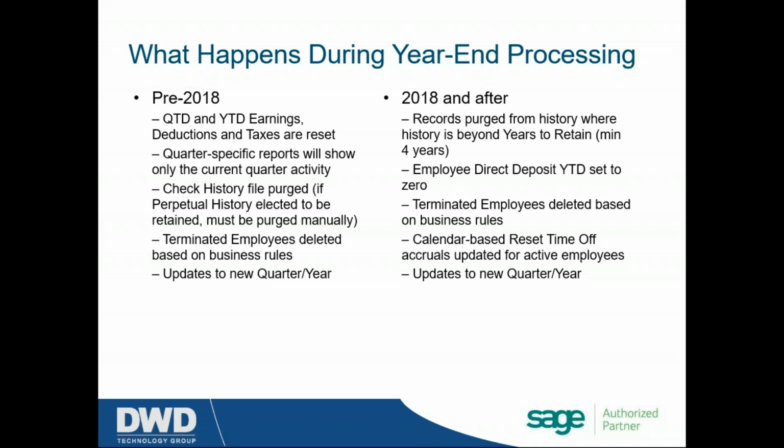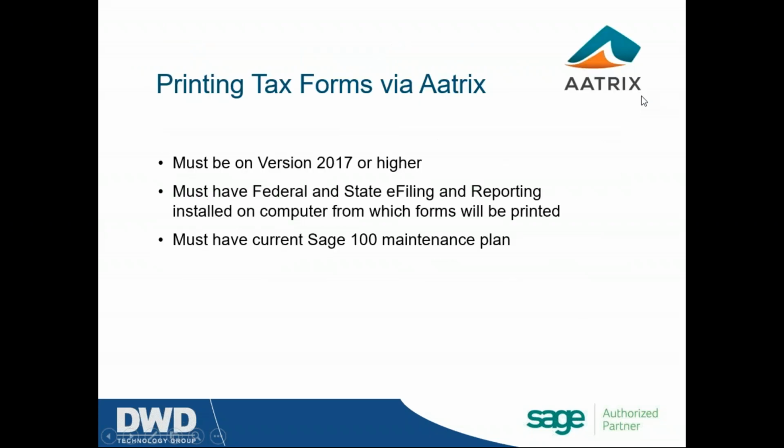Okay. And a lot of the same things happen on the new version as well. But now we've got the records in history there, similar to the other modules, where now we say how many years we want to keep that data, and then it will purge that for us out of those files, okay, based on whatever it was that we said we wanted to keep it. And again, it's still going to update to the new quarter once we do this processing. Okay.